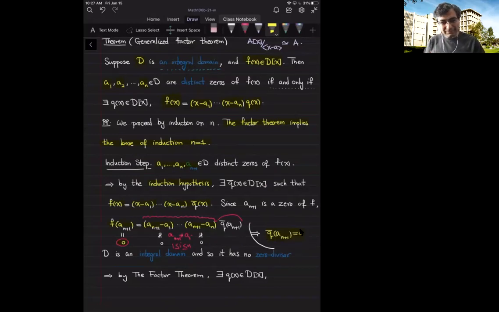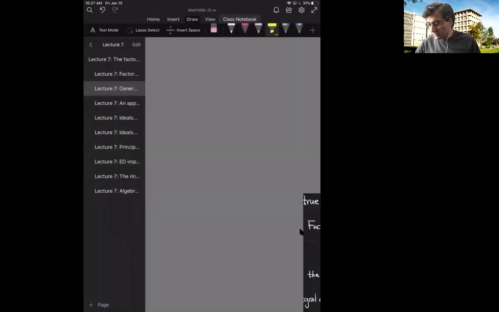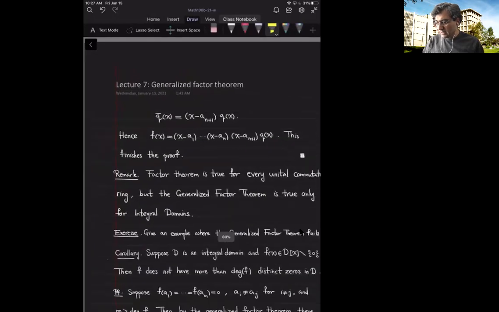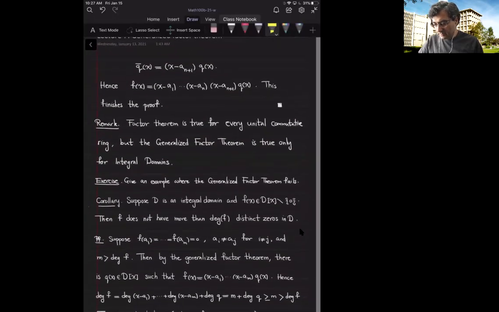But again, now I can use the factor theorem. Therefore, by the factor theorem, we can factor out x minus a sub n plus 1 from q bar of x. So by the factor theorem, I can find some polynomial q and write q bar as a product of x minus the new zero times q of x. Now just plug in q bar equals x minus a sub n plus 1 times q of x into this.